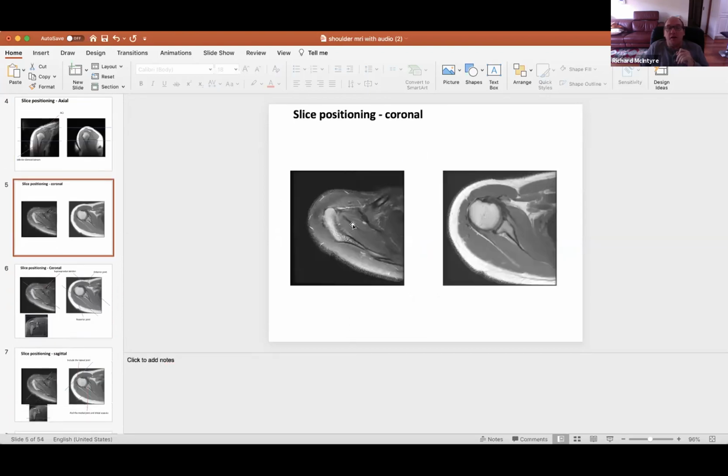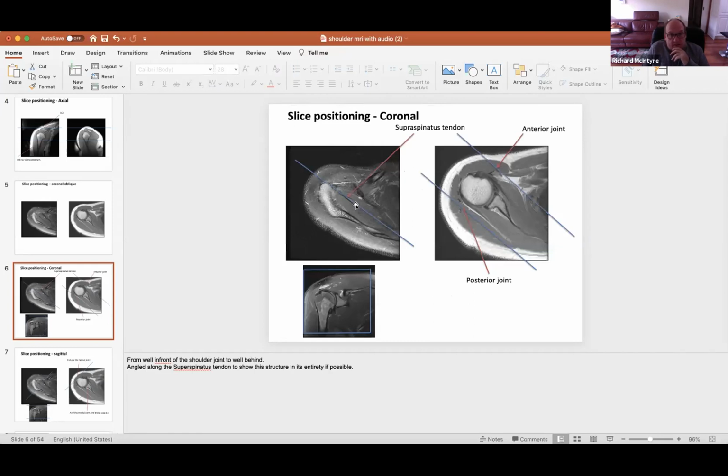Size positioning of the shoulder. This is the supraspinatus ligament. Okay, so, tendon, sorry, ligament. This is the supraspinatus tendon. Okay, so we image along the supraspinatus tendon. We image parallel to the supraspinatus tendon. Okay, that's a coronal oblique imaging of our shoulder. Okay, and we do coronal oblique imaging of our shoulder.